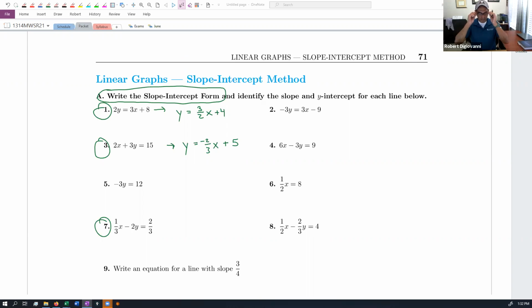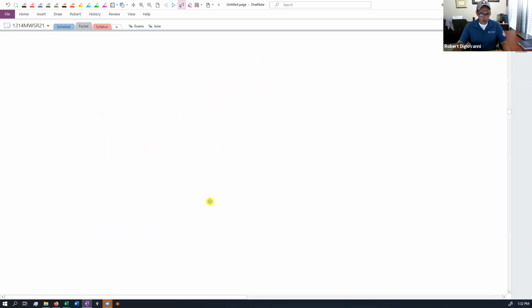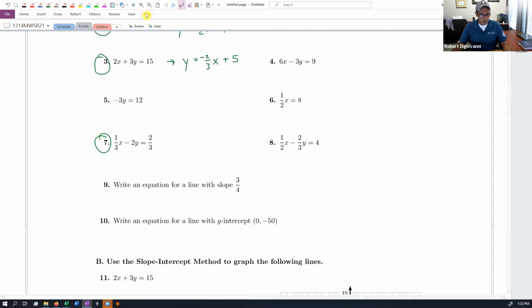Okay, I think that's enough time. I put the answers to number 1 and number 3 there. Hopefully you're able to get those. I am going to go through this other one though, because this one's a little bit tricky because you're trying to solve for y. So I'm going to take the 1/3 x and subtract it on both sides, which gives me a negative 1/3 x on the right, and I still have over there a 2/3. So hopefully you're able to get to that.